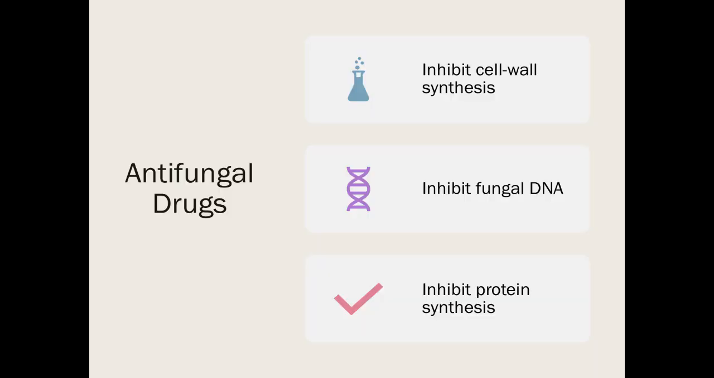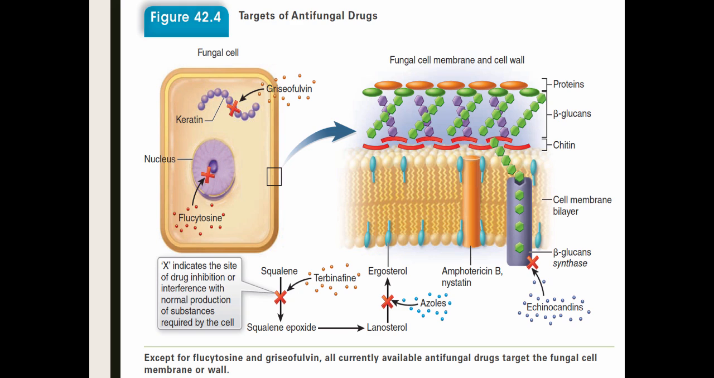Of all of our antifungal drugs, they're going to do at least one of these things. They're going to either inhibit cell wall synthesis and/or inhibit fungal DNA, I should say, or they're going to inhibit protein synthesis. So we're trying to kill these fungi or keep them from reproducing. These antifungal drugs can act on one or more of these areas, but we're going after this cell membrane, this cell wall. We're going after DNA synthesis, right?